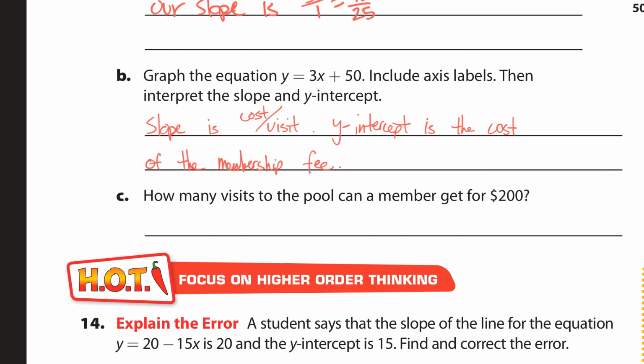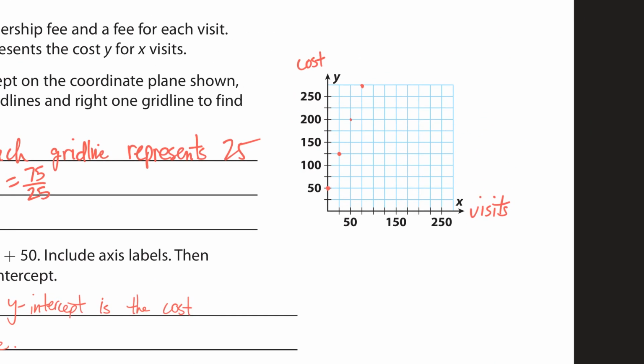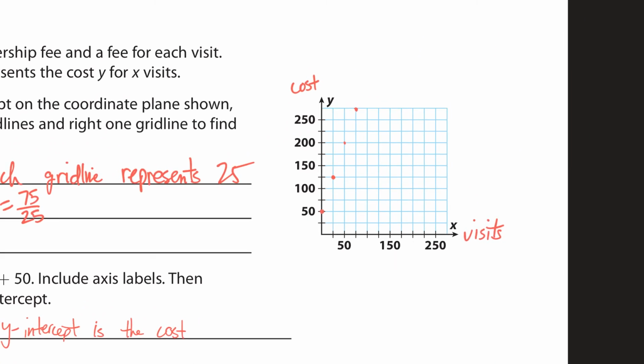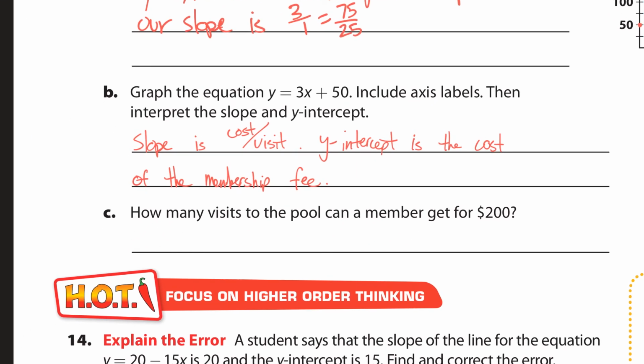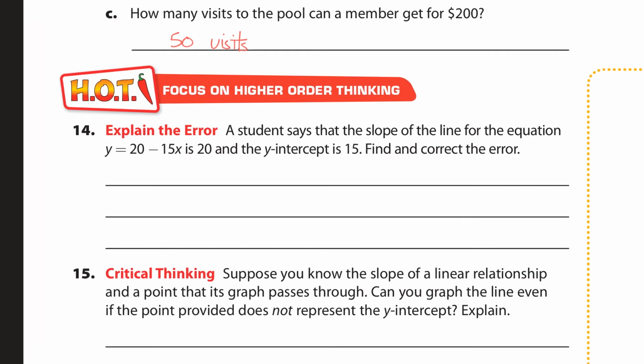How many visits can you get there for $200? Well, let's look at the chart. Did I do $200? Yes, right there. So for $200, I can go 50 visits. 50 visits. Okay. What else we got here?